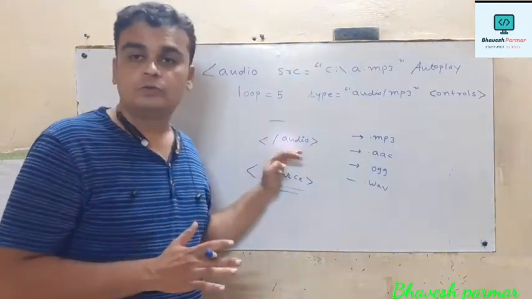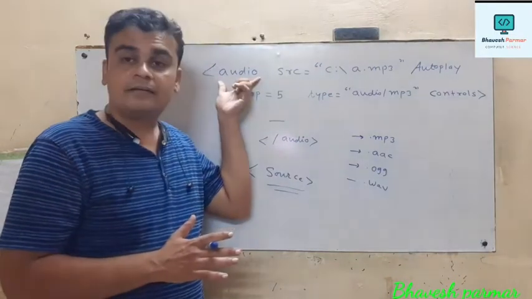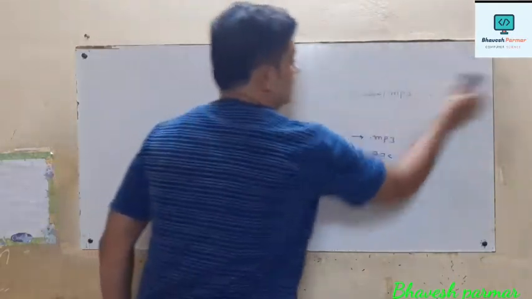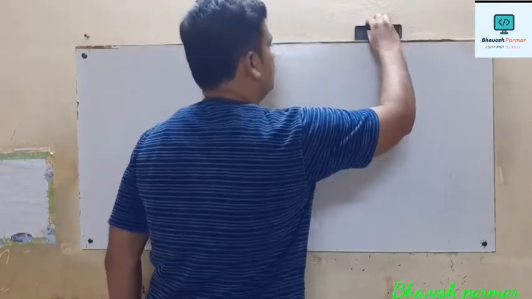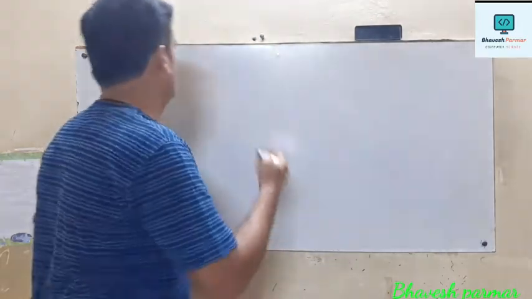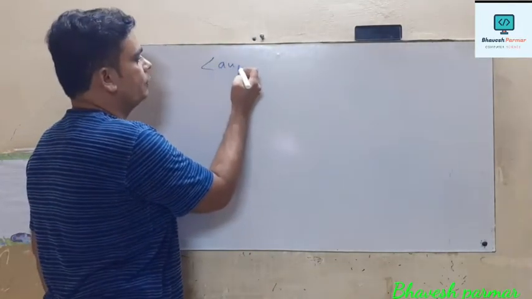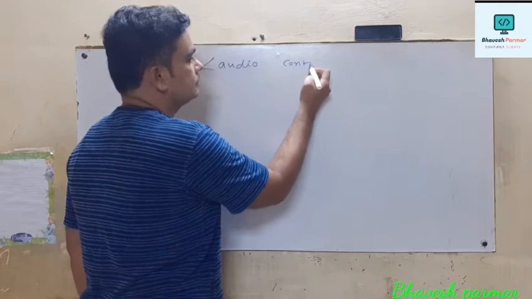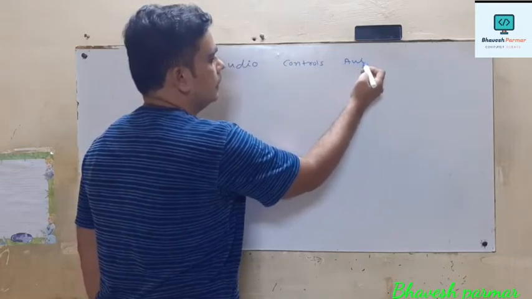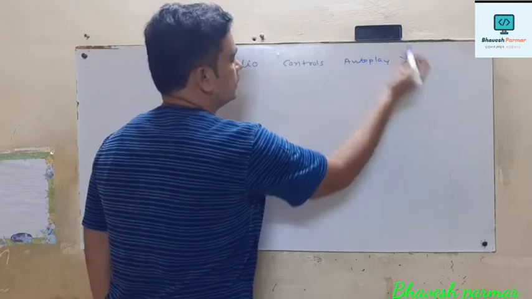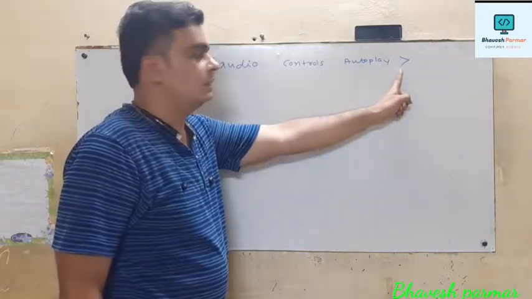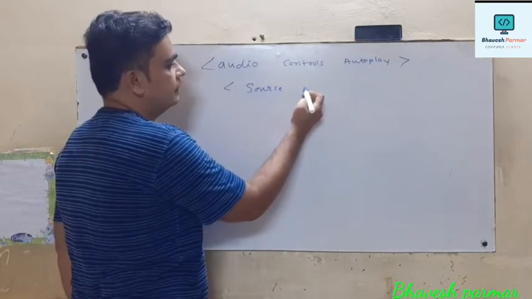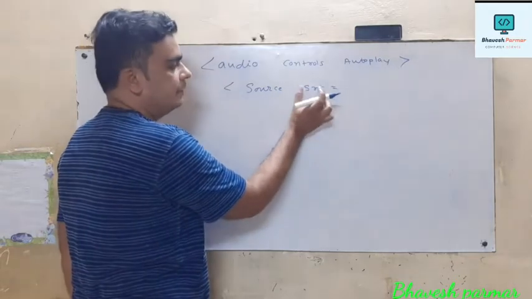So I will show you the example of the audio tag using the source attribute. Now guys, I will show you the example using the source tag to add multiple files in the program. For that purpose I have to use the audio tag first, then I use controls here. I again use the autoplay attribute, then I close this tag. Thereafter I am using the source tag.